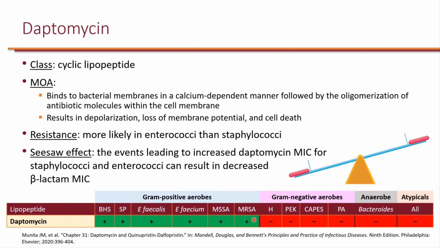Excellent activity for gram-positives across the board, and absolutely no activity against gram-negative organisms. So this is an antibiotic directed at gram-positives, including MRSA. So excellent activity against MRSA and all sorts of enterococcus, including VRE. So when we have vancomycin-resistant enterococcus, daptomycin would be one of the drugs that would have excellent activity.